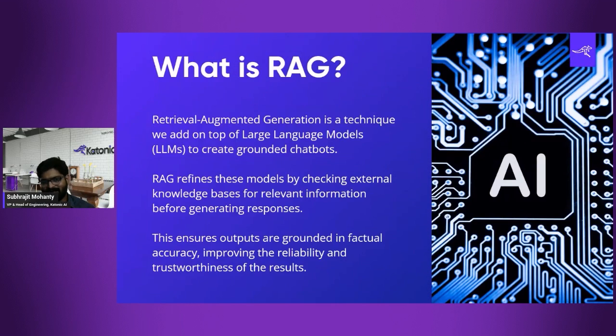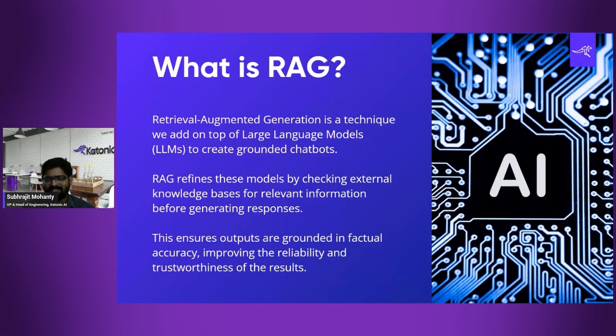Okay, so RAG is an innovative technique that we apply to LLMs to create what we call a grounded chatbot. But what does it mean exactly? At its essence, RAG is a method that enhances the capabilities of LLMs. It does this by incorporating an additional step before the model generates a response. The step involves checking an external knowledge base for relevant, up-to-date information.